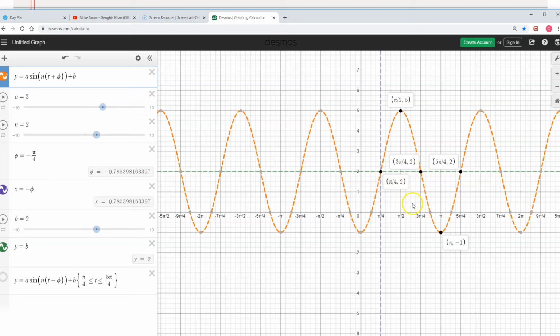So this is the behavior of what we would expect of a function that's been both dilated in the amplitude and the period, as well as translated along the x and the y axes.